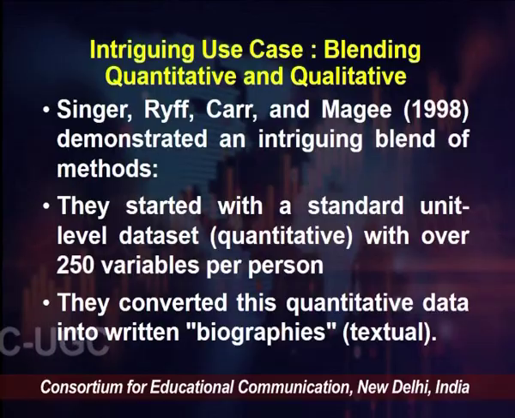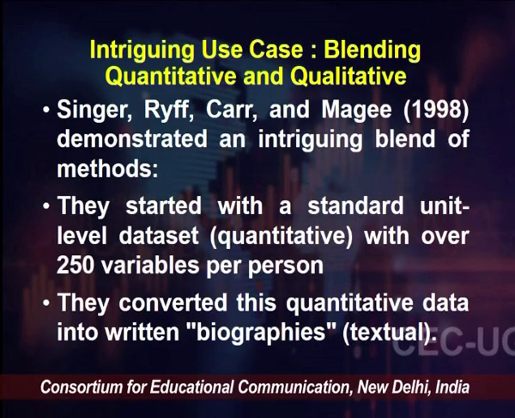So, when we look into the use of textual data in statistics, there is this intriguing case of blending the quantitative and the qualitative data. Basically, when we are reading text or content, it is qualitative, but when it is translated into numbers or quantitative, the two methods are being used, which is also referred to as mixed methods. Singer, Ryff and Magee's 1998 published work demonstrated an intriguing blend of the methods.